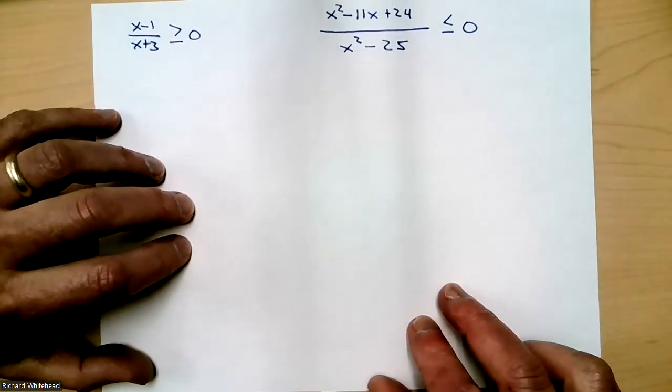Okay. All right, let's make it a little bit more complicated. What if I have a rational function like this?